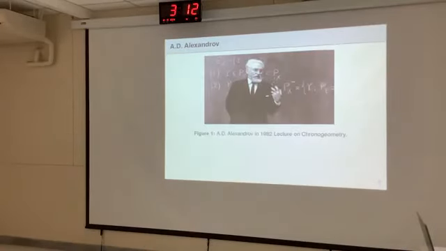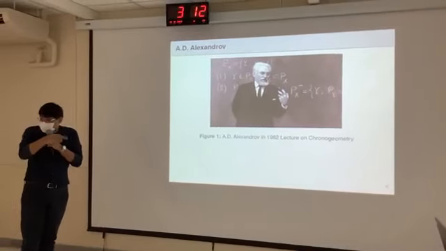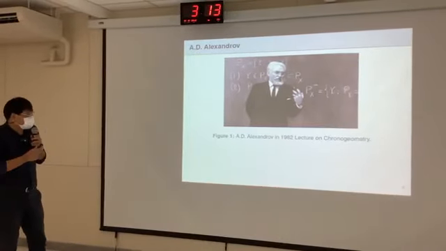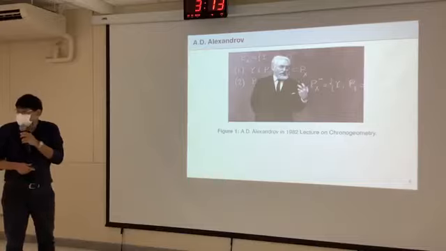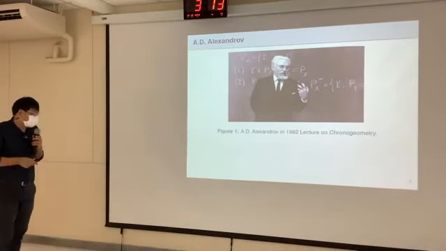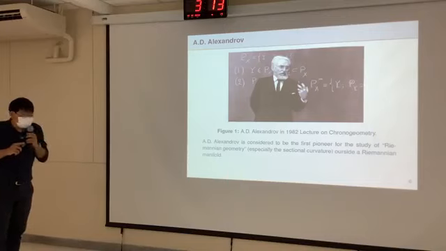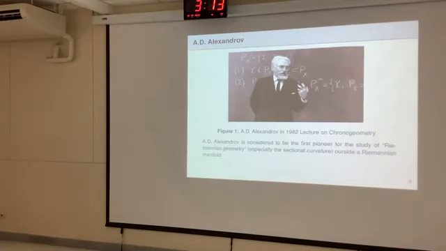So let's see a face of this A. D. Alexandrov. He was a Russian mathematician, a geometer, very famous not only for geometry, but for probabilities, for anything. He's very famous in the Russian territories. And he was the first one to study Riemannian geometry, but not on a Riemannian manifold. He studied Riemannian geometry on general metric spaces.